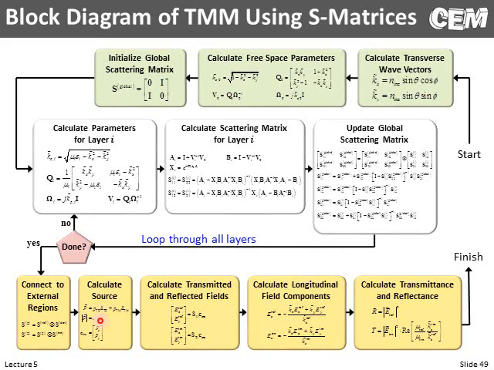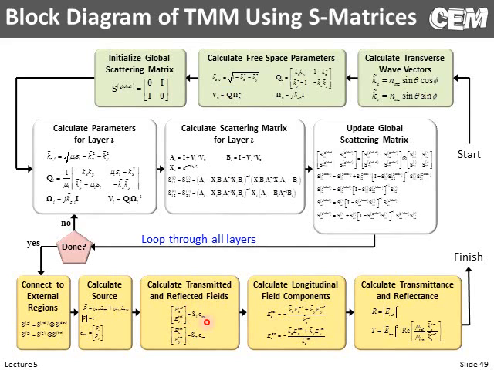Then we calculate our source, so we're going to have to calculate the unit vectors in the TE and TM directions following the recipe that we had. Calculate this composite polarization vector, maybe even add an extra line of code to enforce that its magnitude is 1. Now we know the mode coefficients of the incident wave. So now we can calculate the reflected and transmitted fields using S11 and S21 of the global scattering matrix.